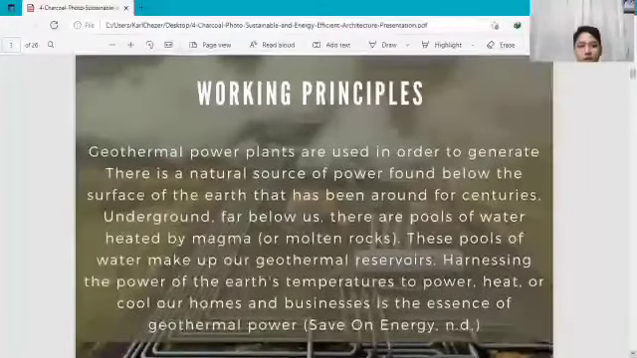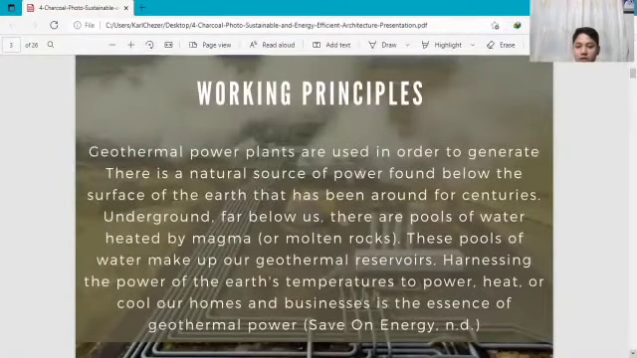Working principles. Geothermal power plants use a natural source of power found below the surface of the earth that has been around for centuries. Underground, far below us, there are pools of water heated by magma or molten rocks. These pools of water make up our geothermal reservoir. Harnessing the power of the Earth's temperatures to power, heat, or cool our homes and businesses is the essence of geothermal power.